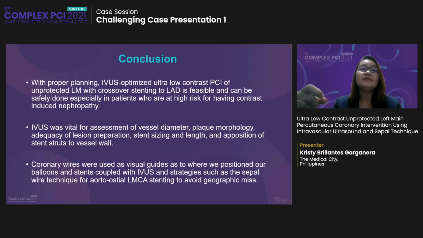For my conclusions, with proper planning, IVUS-optimized ultra-low contrast PCI of unprotected left main with crossover stenting to the LAD is feasible and can be safely done, especially in patients who are at high risk for contrast-induced nephropathy. And IVUS was vital for assessment of vessel diameter, plaque morphology, adequacy of lesion preparation, stent sizing and length, and apposition of stent struts to the vessel wall.